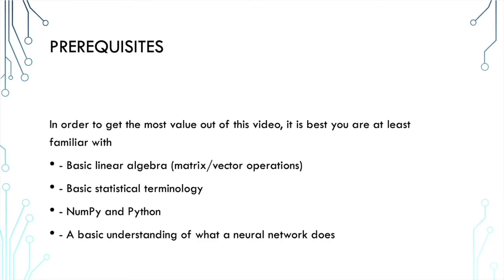Just some prerequisites in order to get the most value out of this video. You should know basic linear algebra, just matrix and vector operations. This is important just to understand the intuition behind the math that we're going to be looking at. You should know a little bit about statistics. You should be familiar with NumPy and Python because we will be doing a bit of coding in this video. And you should have a basic understanding of what neural networks do and how they're structured. That includes the weights, biases, activation functions, and how predictions are made. You don't need to understand exactly how they work. That's the point of this video, but you should have some experience with neural networks.